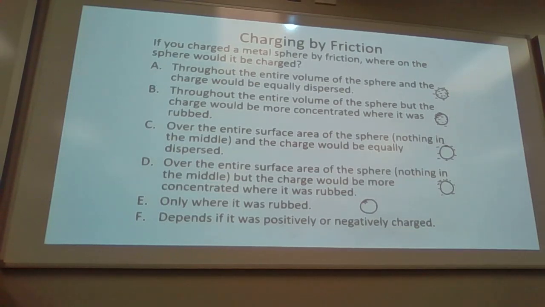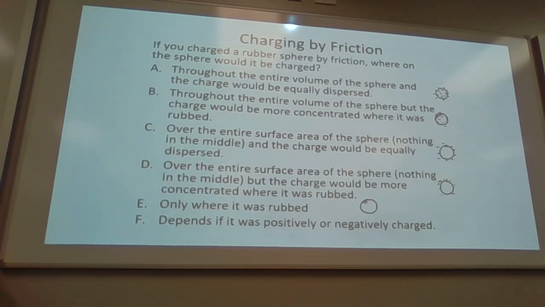Correct answer is C. On a conductor, the charge always resides on the outside, always. Not in the middle, but on the outside. Okay? And it evenly distributes itself. Good with that?